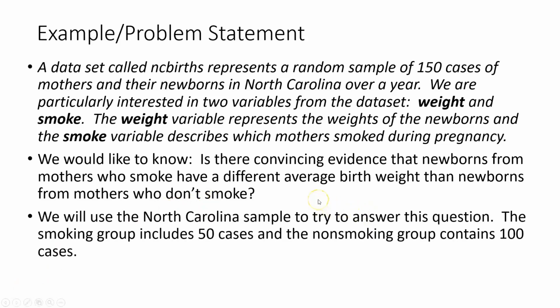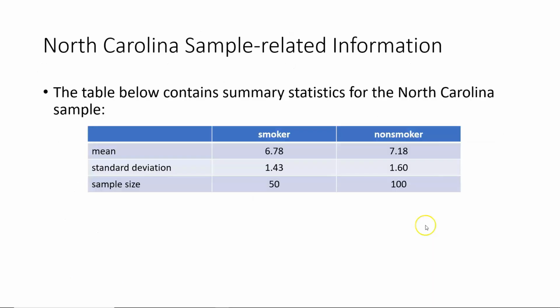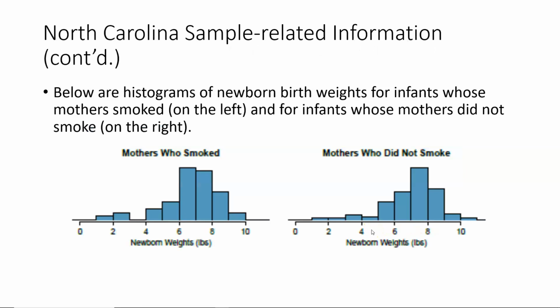We will use the North Carolina sample to try to answer this question. The smoking group includes 50 cases, and the non-smoking group contains 100 cases. Note that the table below contains summary statistics for the North Carolina sample. In addition, we were also provided with some histograms of newborn birth weights for infants whose mothers smoked, which is on the left, and for infants whose mothers did not smoke, on the right.